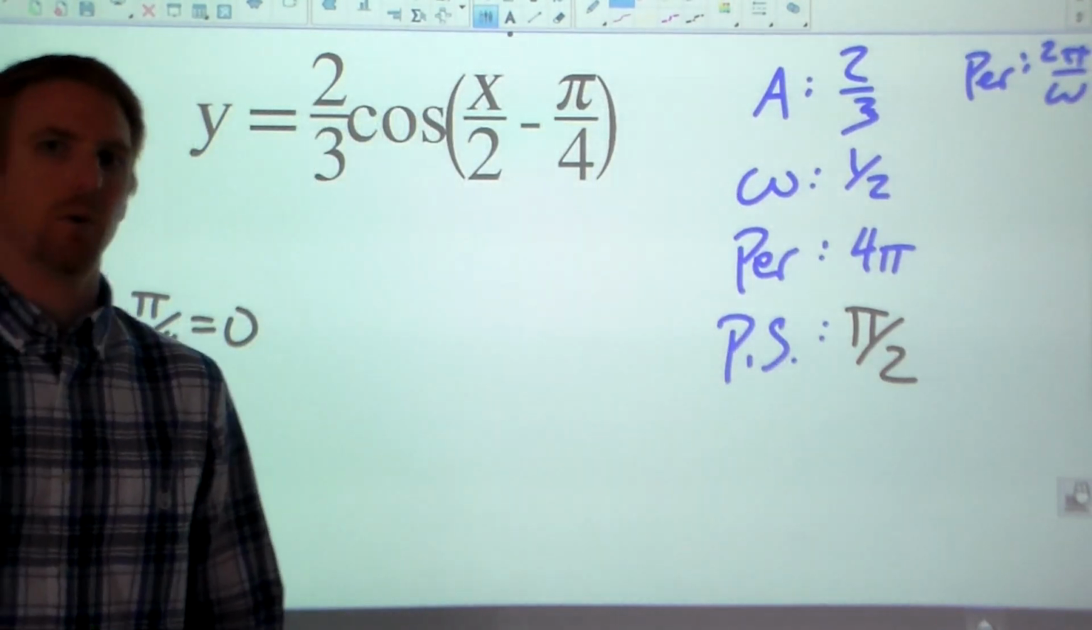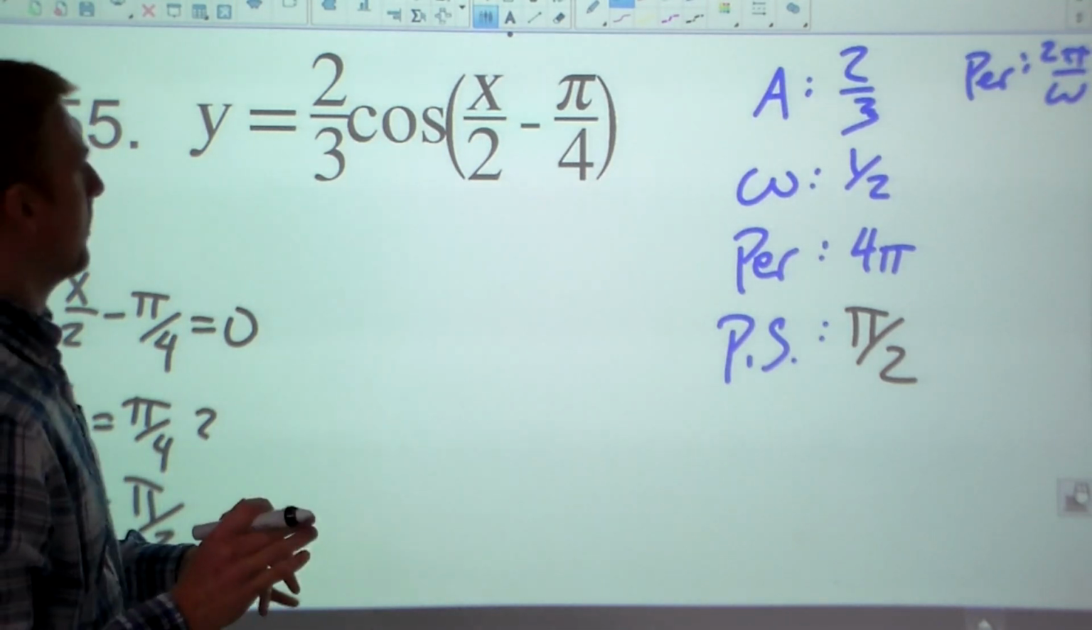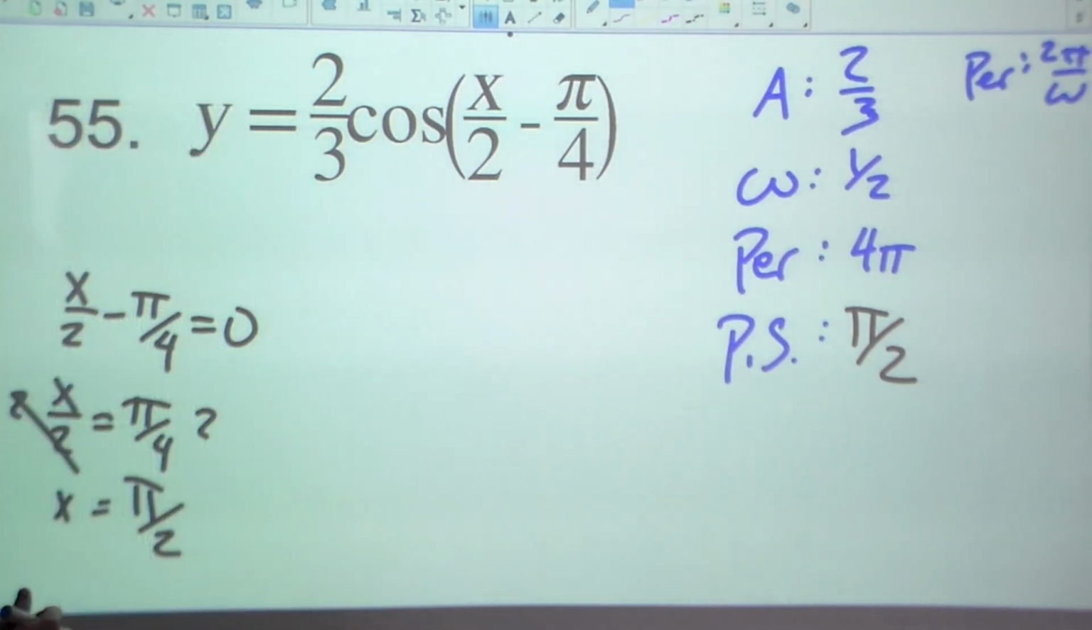If you're just doing day 1, you can stop here. That's really all I'm asking you about on day 1. If you're ready to do the graph, then let's continue on.